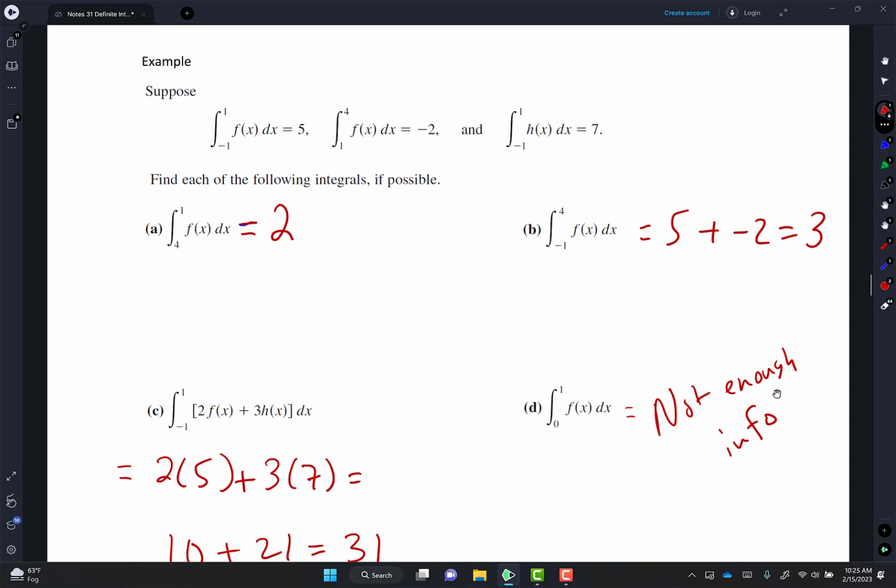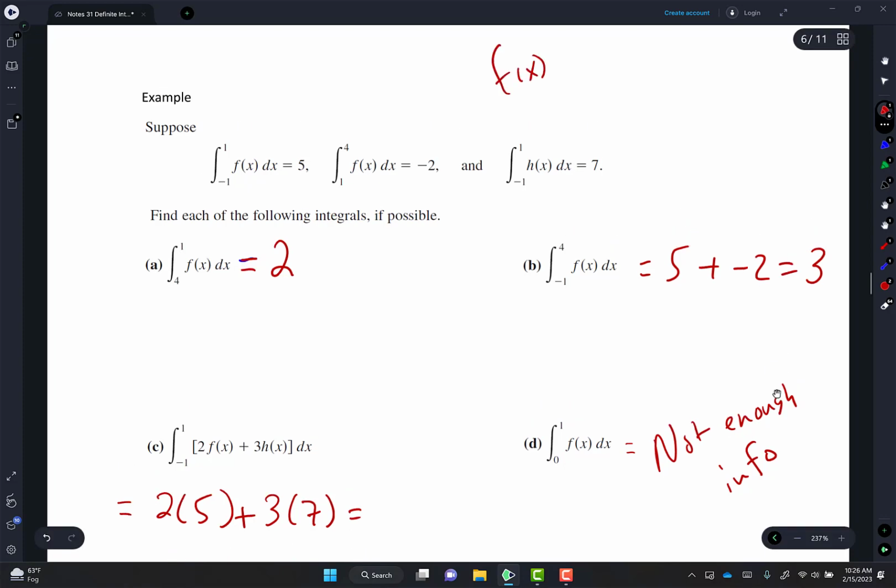I do want to look at one of them real quick. Look at letter D. If they didn't tell us this, but if they would have said f of x is even, then we would have enough info to answer letter D. They don't tell us that, so because they don't tell us anything, we don't have enough information for letter D. That's why it says if possible, guys. Not all of them are possible. But what if it was even? What would be the answer? Do you guys know? 2.5.